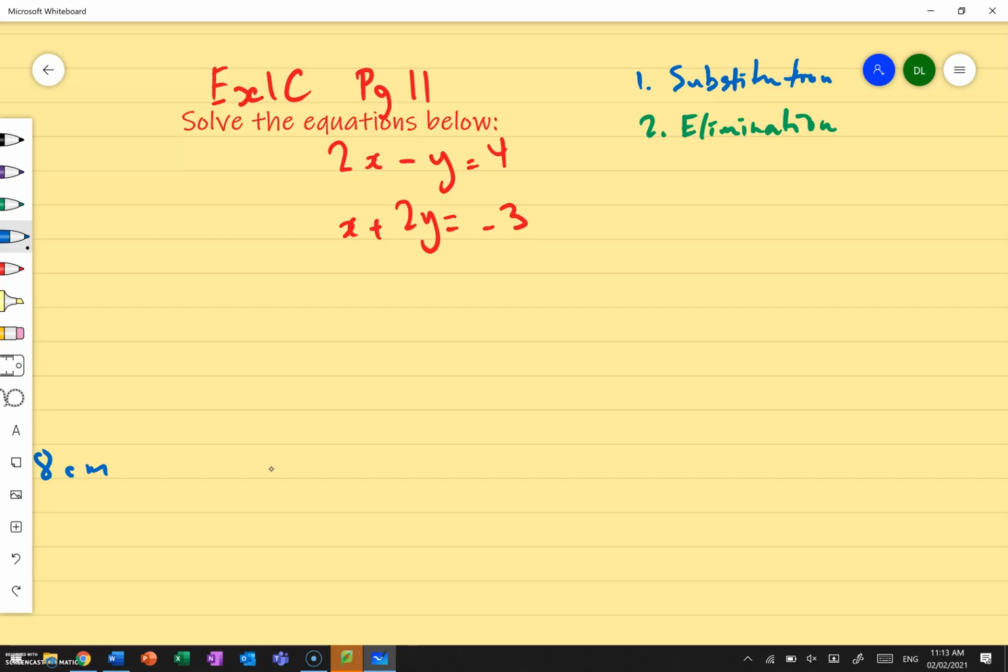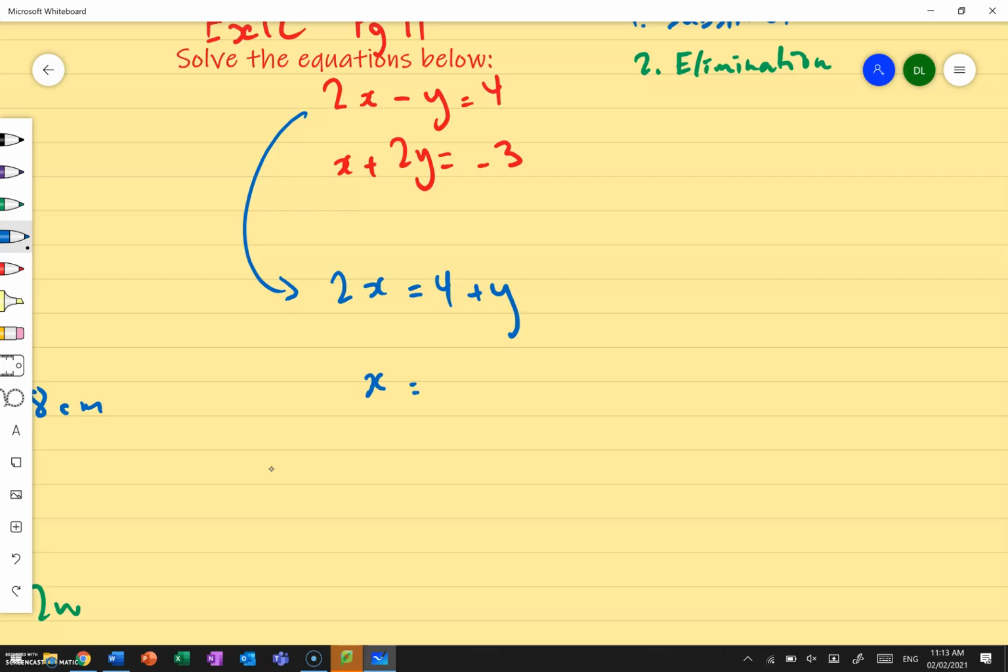So in this case, what variable can I start with? Either. They both work for me. Let's work with this one first. Let's say I've got 2x minus y equals 4. Let's just move everything around. So I get 2x equals 4 plus y. There we go. Are we okay with that? Yeah. Lovely. Now I'm going to divide both sides by 2. I get x equals 2 plus y on 2. Okay?